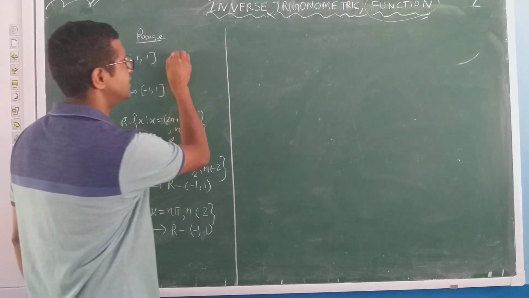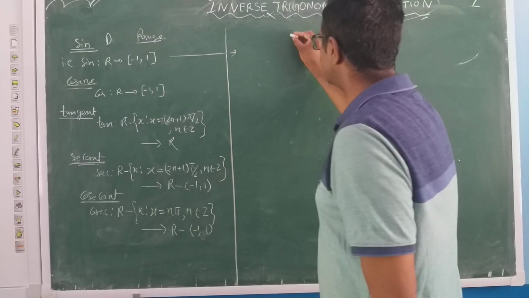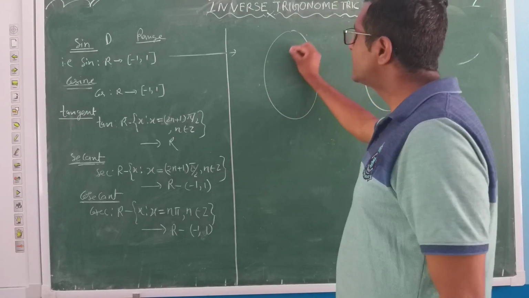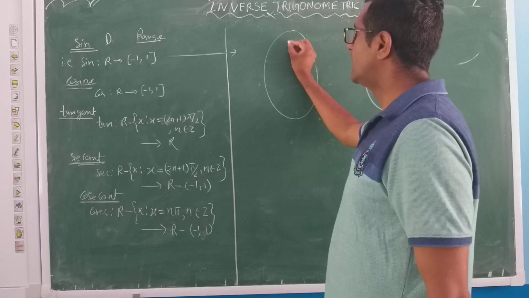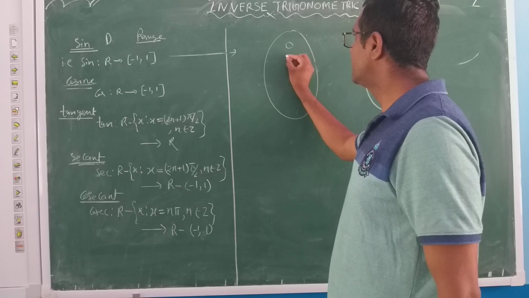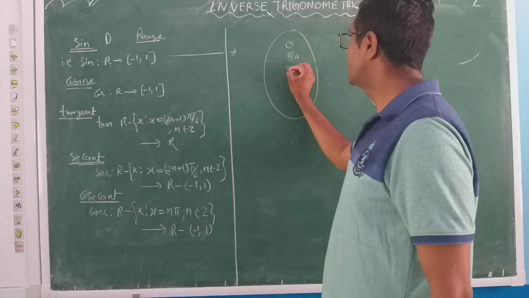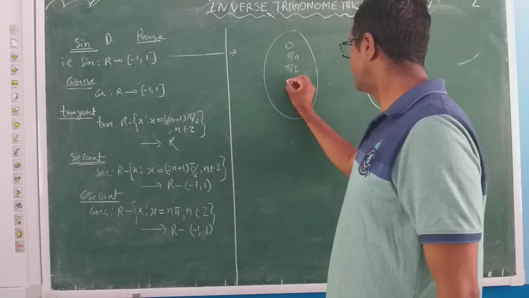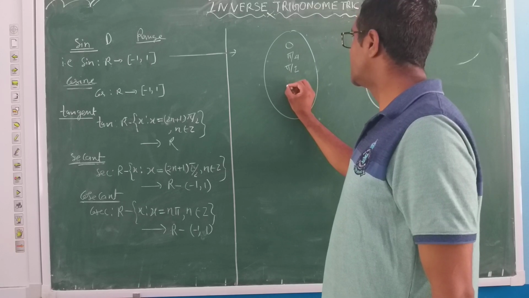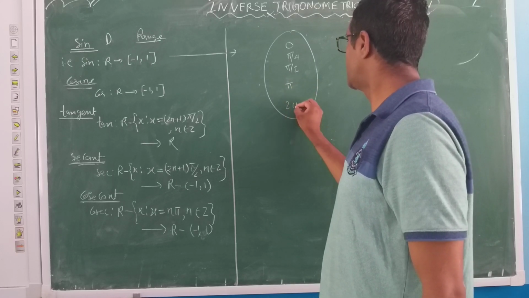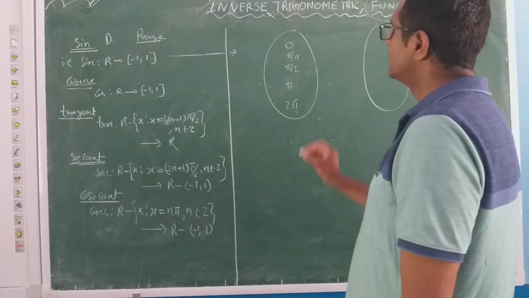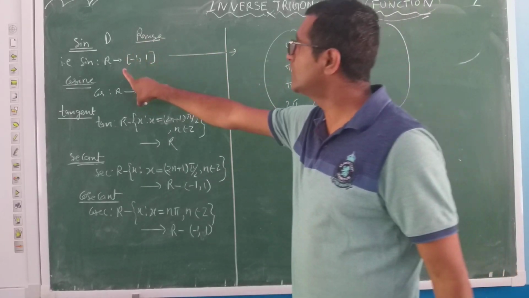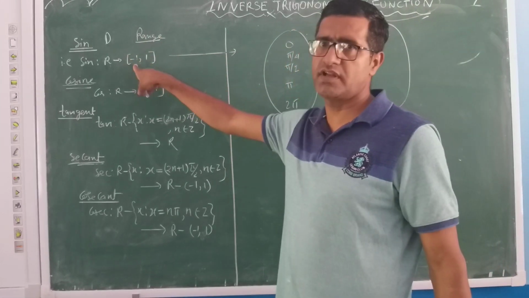Let's understand this with the help of the diagram. For the sine function, the domain is real numbers, which may be 0, pi by 4, pi by 2, pi, and 2 pi. You know that the range is -1 to 1, including -1 and 1, and the values between -1 and 1.